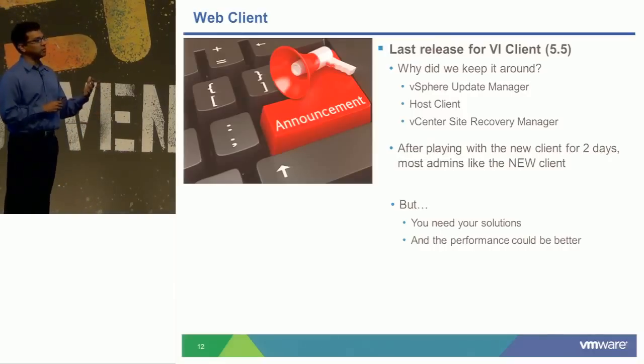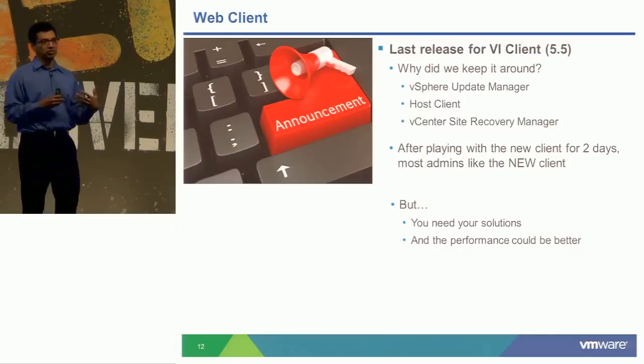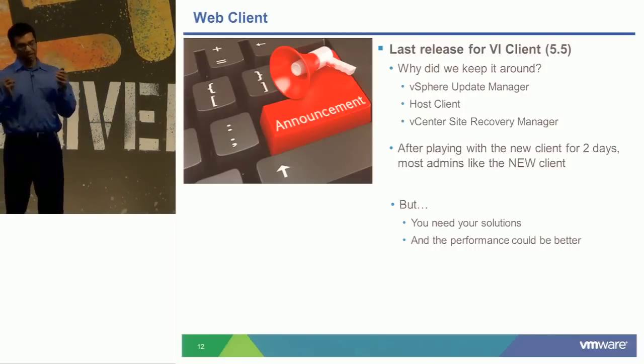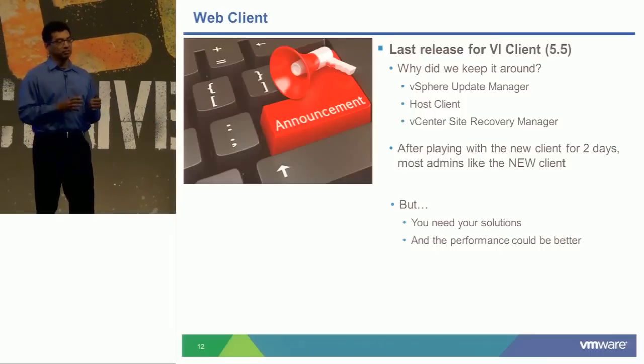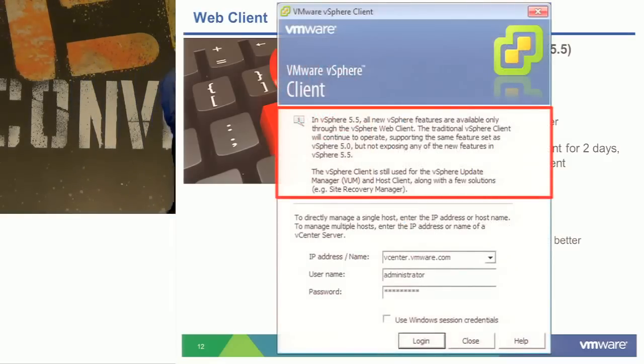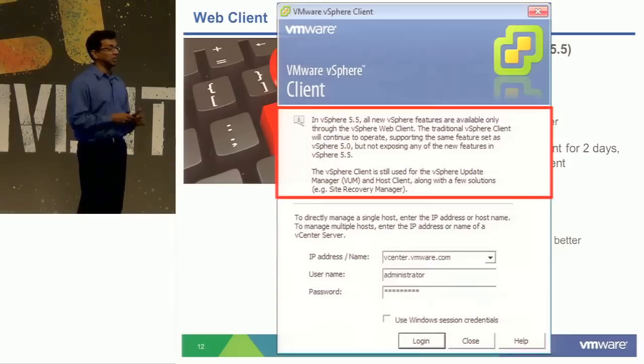But what I find is most people hate it initially. After 2 days of playing with the web client, they say, I actually see what you're trying to do here. It makes a lot of sense. So you're going to tell me, okay, Amit, you can't really deprecate it unless I have 2 key things. The performance has to be drastically better, and you need all of my solutions. I need all of my solutions. Just to prove that we really intend on ending the life of the VI client, there was actually a message in the 5.5 VI client that says this is the last version. So we have to do it.